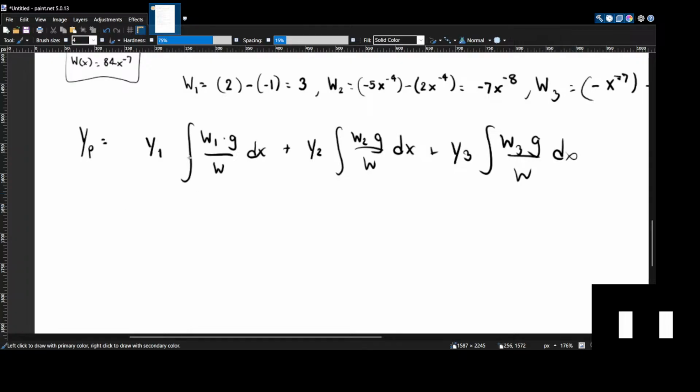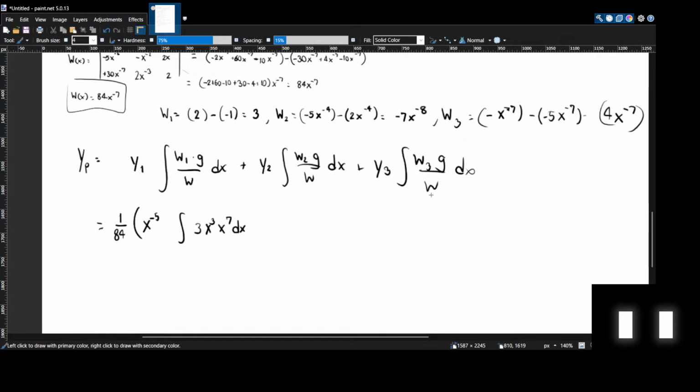So let's do the calculations. w is 84, so this part will become 1 over 84 later on anyway. So this becomes 1 over 84. And this is y1. y1 is just x to the negative 5. And we have to integrate what? 1 over w here becomes x to the power 7. g here is x to the power 3, and w1 is equal to 3. So that gives us this term.